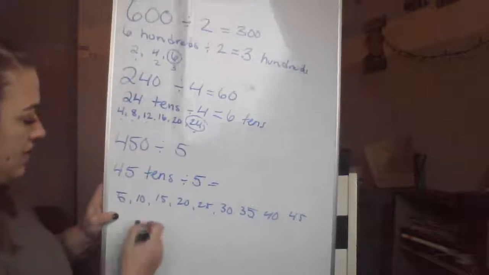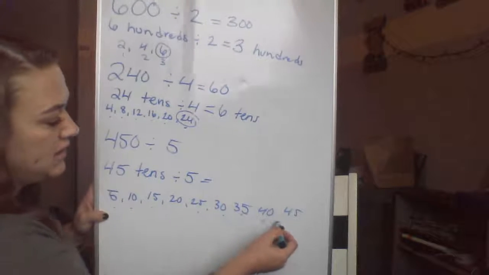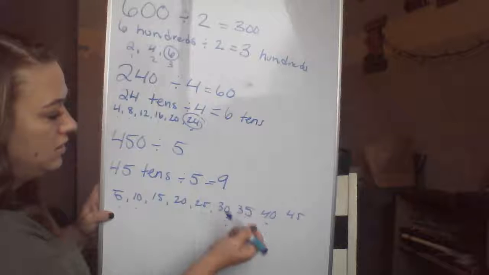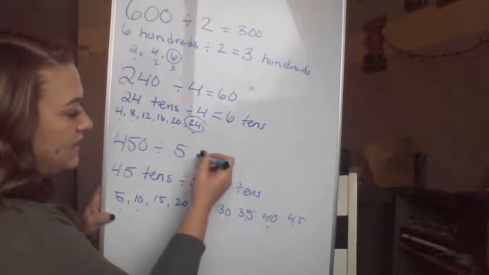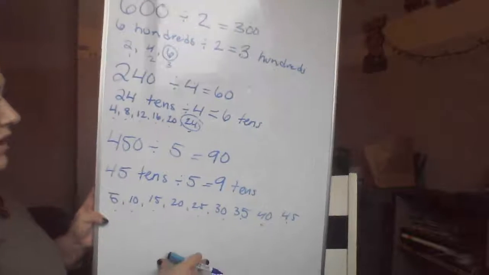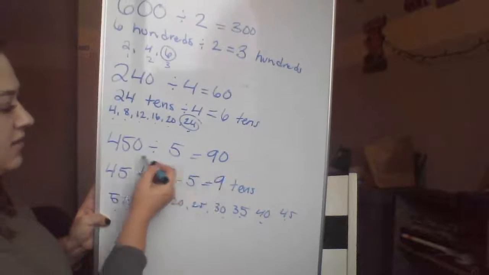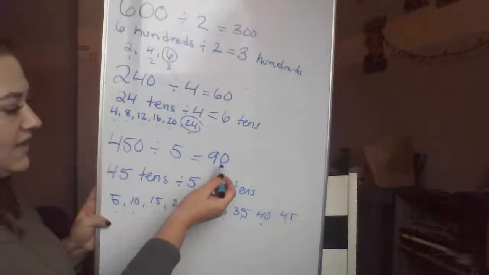How many groups did we make? 1, 2, 3, 4, 5, 6, 7, 8, 9. 9 tens. If we have 9 tens, I have 90. Okay? 5 times 9 is 45. So 45 tens divided by 5 is 9 tens, or 90.